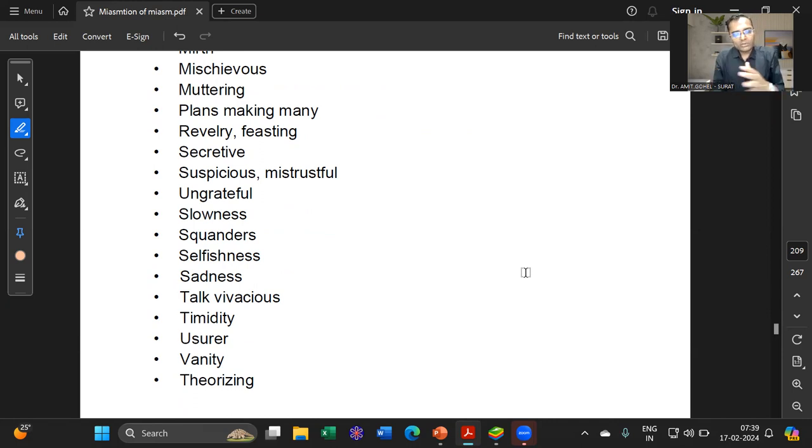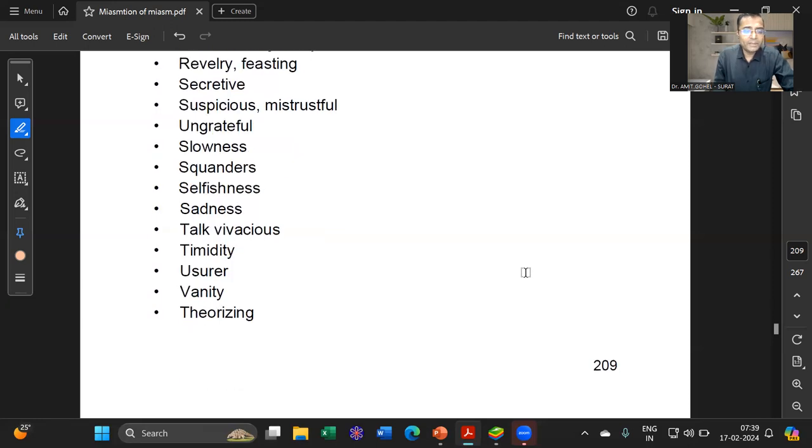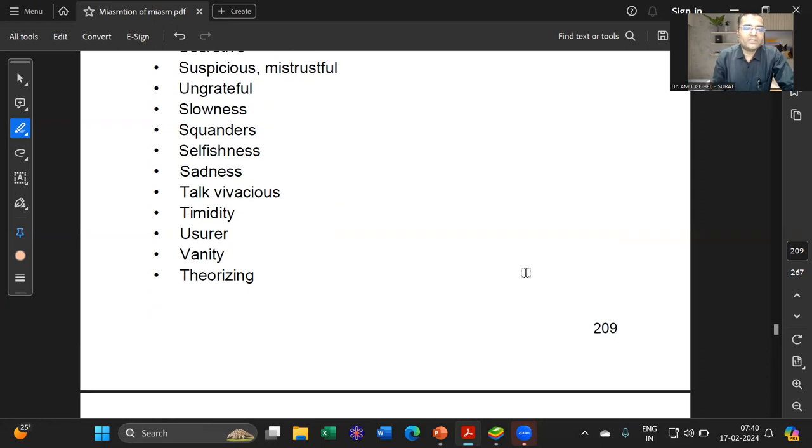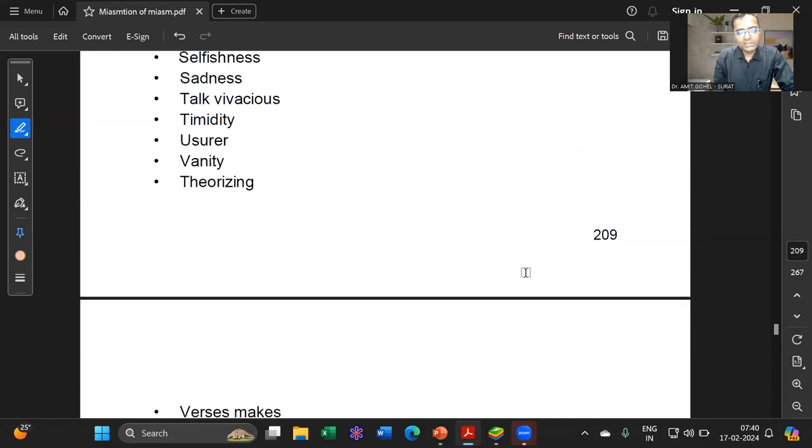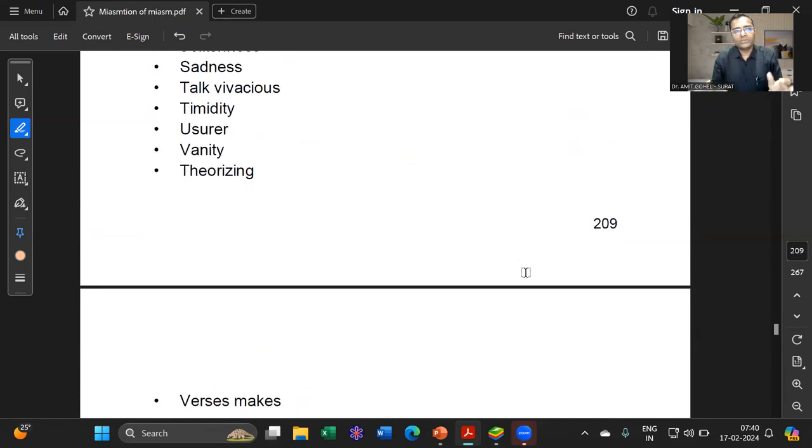Sadness that goes into a state of long standing grief is psychosis. Talk vivacious, timidity. Usurer. Usurer is the rubric used for the persons who give money to everyone, and in return they want interest from that. That is called the money lenders. These are the usurers. They are psychosis. So vanity, the show of theorizing, versus make. So these are examples of the psychosis. So you will get a lot of psychosis in your patients. So you have to categorize into this.